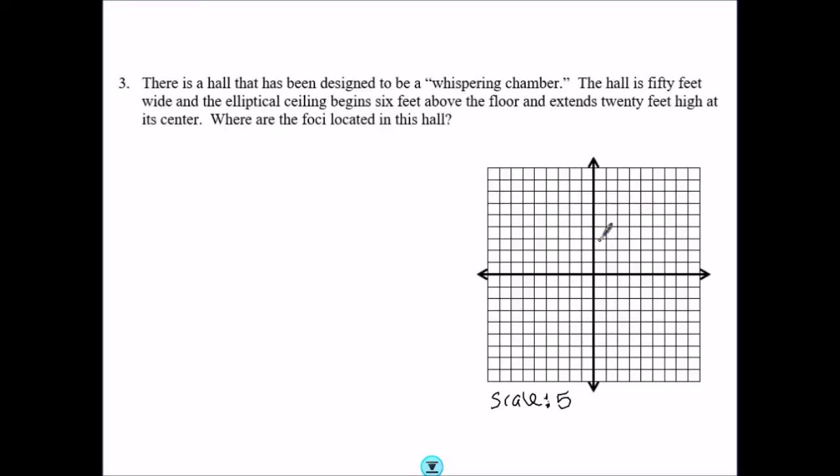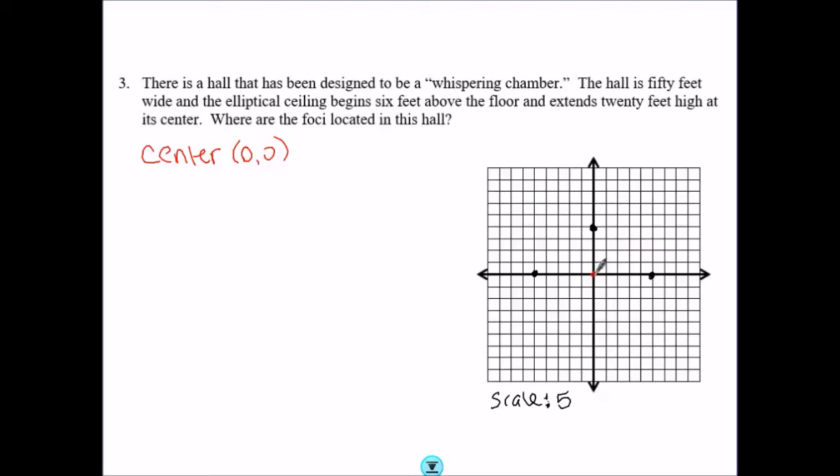So we know that the elliptical ceiling is 20 feet high in the center, which would be 4 on our scaled graph. And we know that the hall is 50 feet wide. So that will be our major axis, which means that from this center of (0, 0), we're going to go 25 feet or 5 units in either direction. So we have set that the center is at (0, 0).